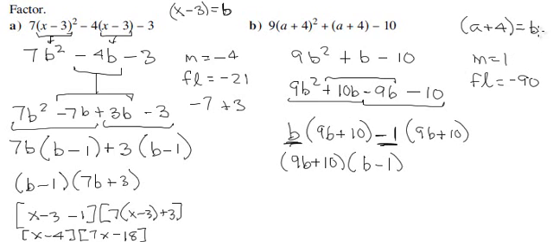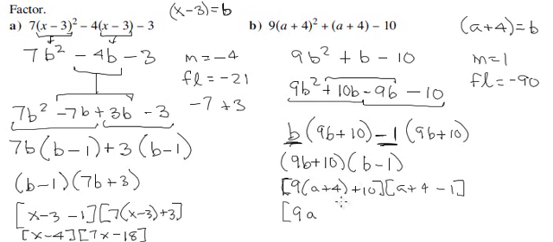And finally, b is actually our binomial, so where b was, we should in fact be writing a plus 4. So 9b plus 10, and then b minus 1. Last bit of cleanup. 9a, 9 times 4 is 36, plus 10 is 46. And then we get a and 4 minus 1. And there we go.